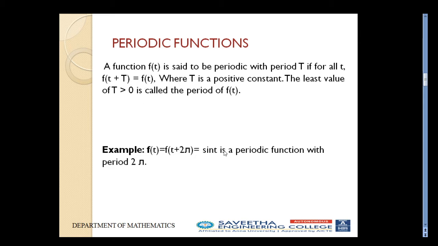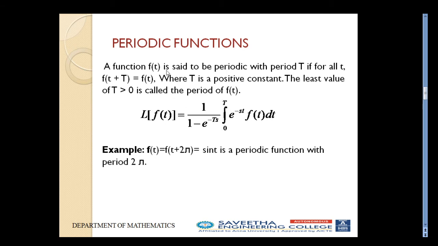So when we see a sine wave, the values start at sine 0, then sine 90, then at sine 2 pi the same values get repeated in the waves in the diagram. So for sine t, f of t equals f of t plus 2 pi, which is equal to sine t. This is a periodic function with the period 2 pi. Where T is a positive constant, the least value T greater than 0, this T we call the period of f of t.